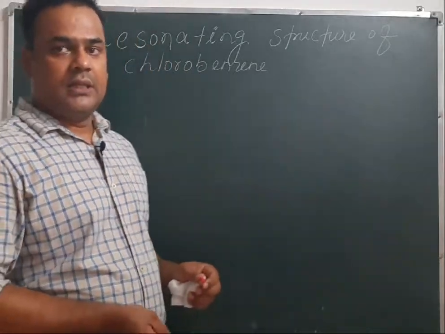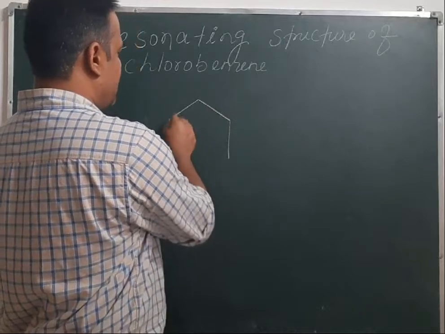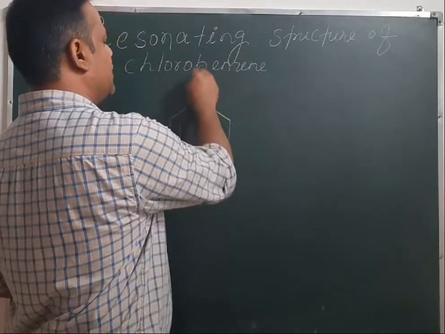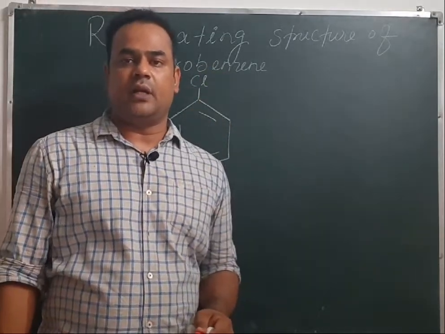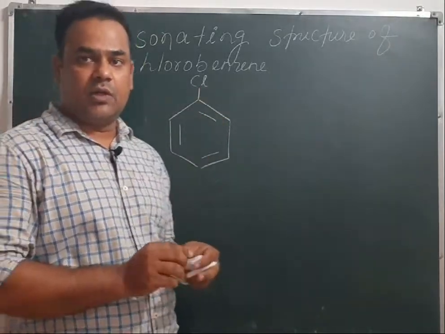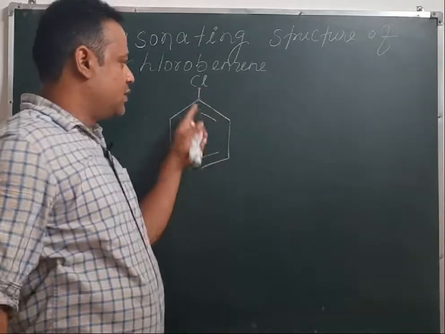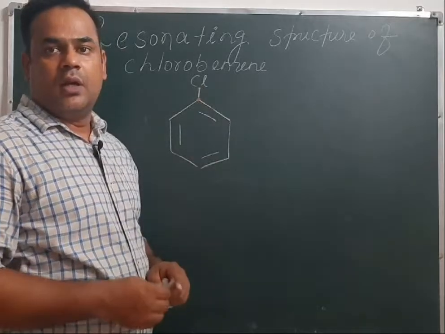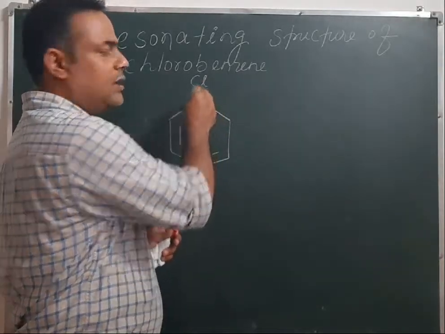See how this works. You can see this is chlorobenzene, and in the valence shell of the chlorine atom there are 7 electrons. Out of these 7 electrons, 1 electron is shared to make a covalent bond with this carbon atom. This is 1 electron of the carbon atom, this one is 1 electron of the chlorine atom, and it results in the formation of a covalent bond between carbon and chlorine.